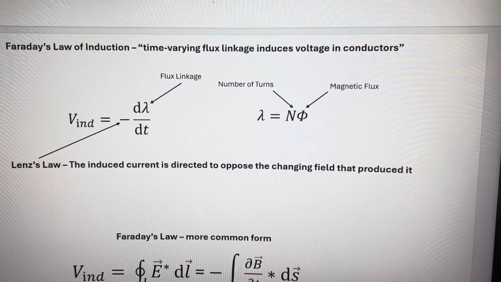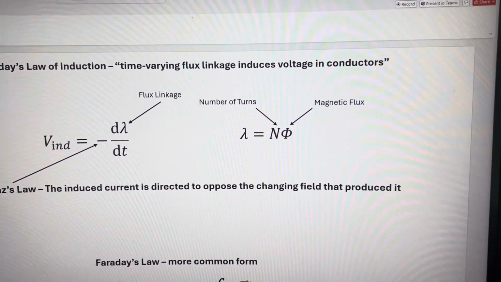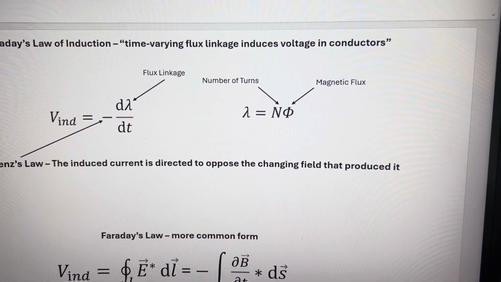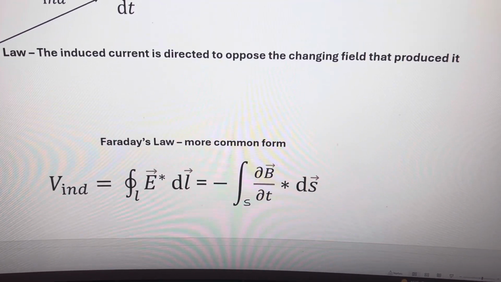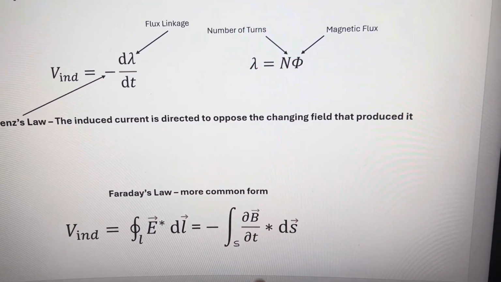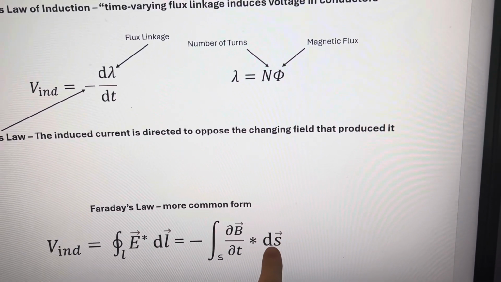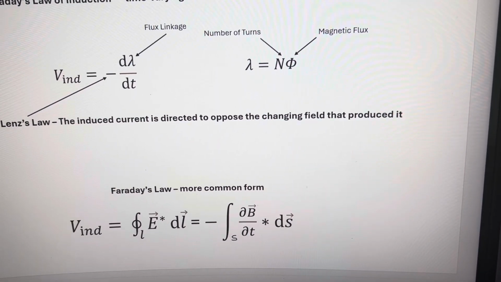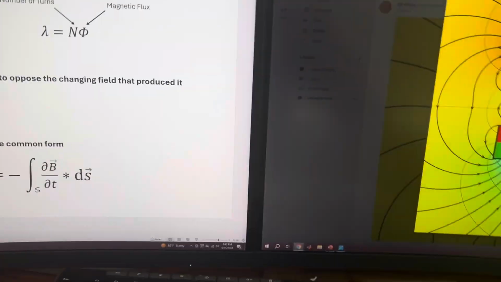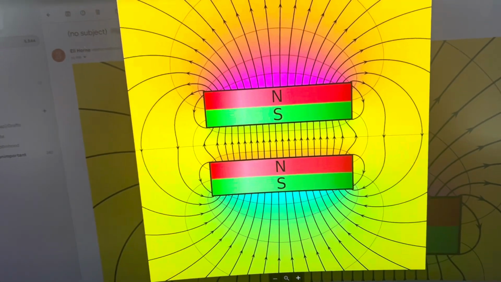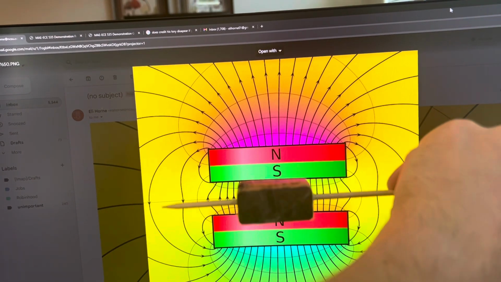All Lenz's law really says is that there's a negative sign on that equation, and that the induced current is directed to oppose the changing field that produced it. A more common form of Faraday's law may look more familiar, and this makes sense because the higher the rate of change of your magnetic field flux through the surface created by the loops of copper wire, the higher your induced voltage. And here we see the basic setup I have for my magnets, with north pointing up and south pointing down, rotating in this direction.